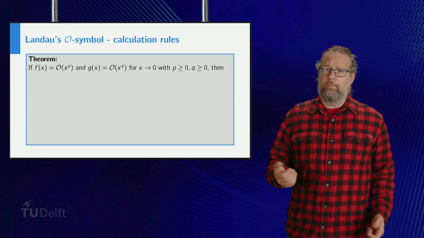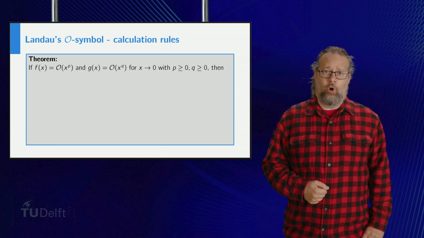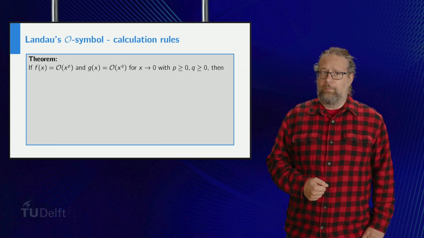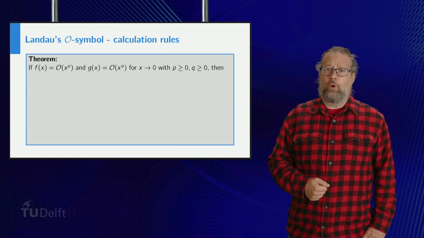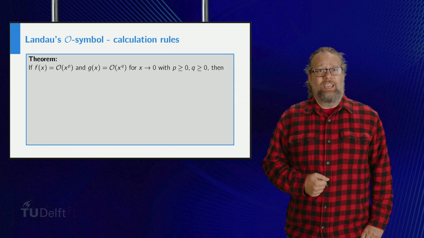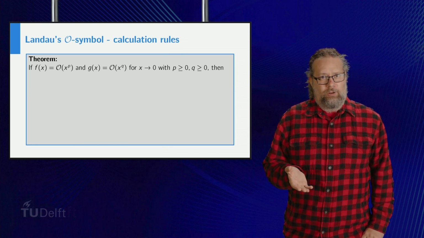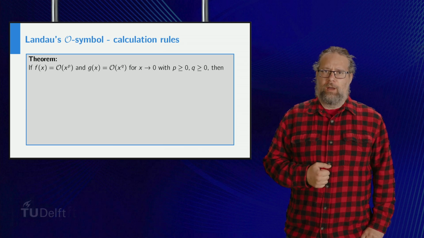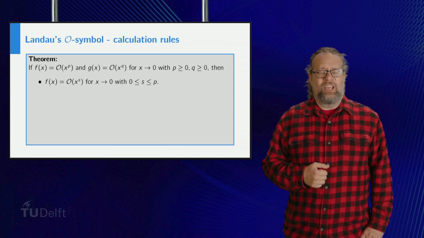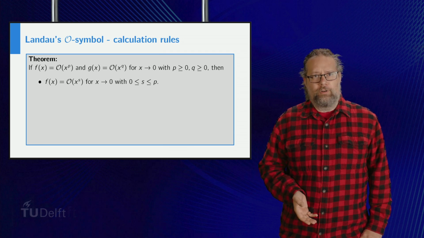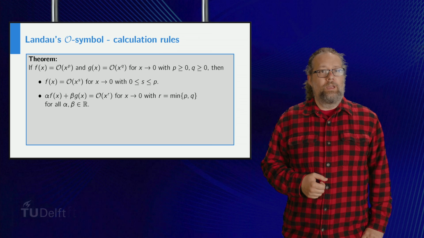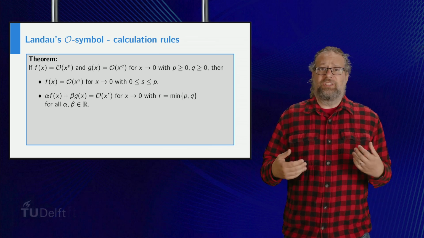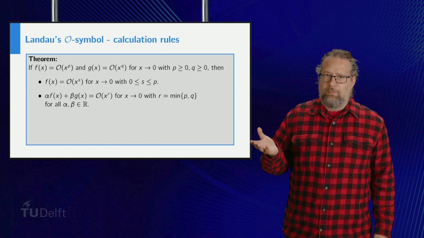Now that we understand the big O notation, let's see how we can work with it. The following properties will help us quickly simplify our operations. This theorem will show 4 basic properties for operating with orders. Let's understand them. Suppose that f is order of x to the p, and g is order of x to the q, as x approaches zero, and that p and q are non-negative numbers. Then, the first property states that f is of all non-negative orders less than or equal to p. Linearly combining f and g gives us a new function that is order of x to the minimum of the orders.